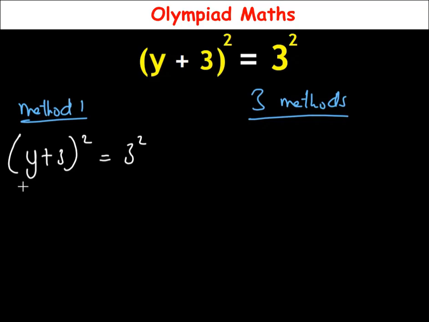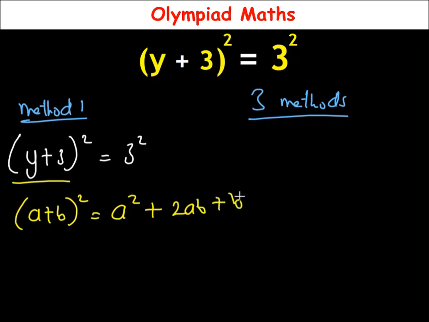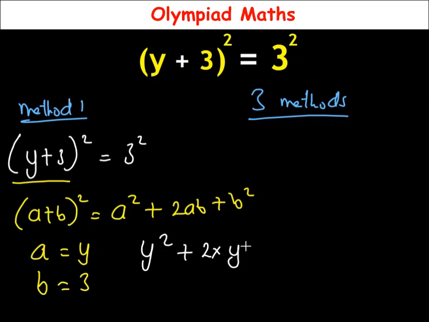Now, I want you all to look at this right here. This is in the form of (a + b)². If you have (a + b)², this equals a² + 2ab + b². In this case, the value of a is equal to y, while the value of b is equal to plus 3. So expanding this, a is y, so y² + 2 times a, which is y, times b, which is 3, then plus b, which is 3, so 3².